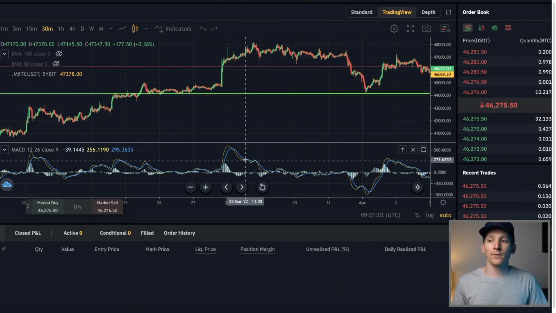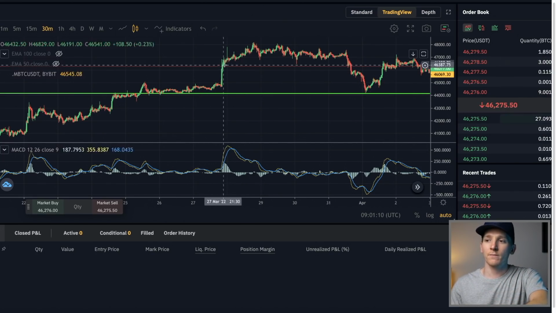Next, I want to show you how the MACD can actually help you spot a reversal and a trend change and potentially save you money. So the way that this would happen is what's called a divergence between the MACD and the price, and definitely would have saved you money here.